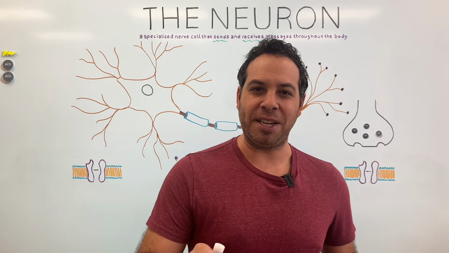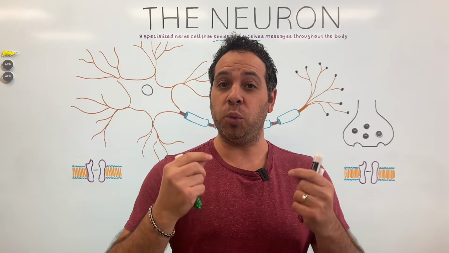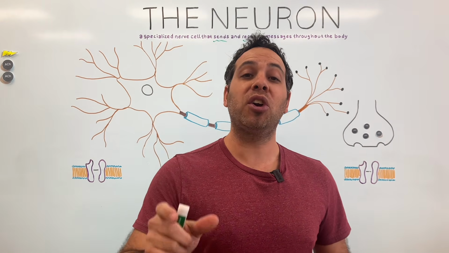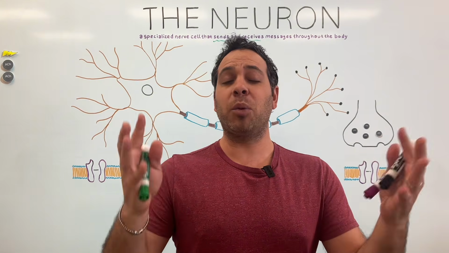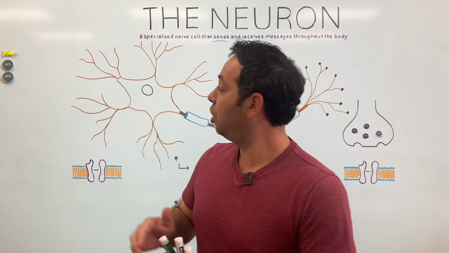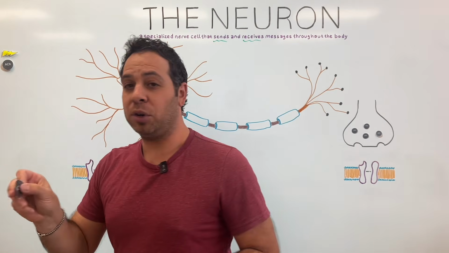communication throughout the body. Now, the way you and I communicate is through words. I say something, you process, and then you decide how to respond. Well, neurons act very similarly. There's a network of neurons in your body that's communicating. But instead of using words, neurons communicate using chemical messages.